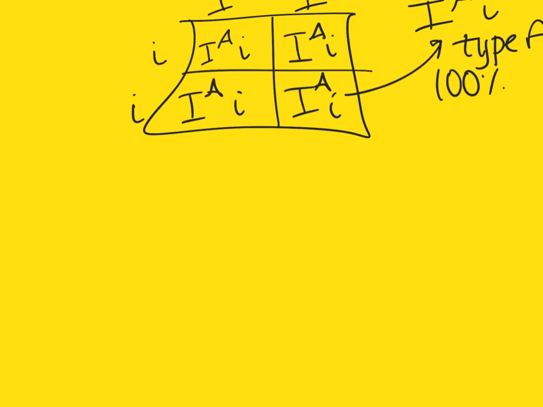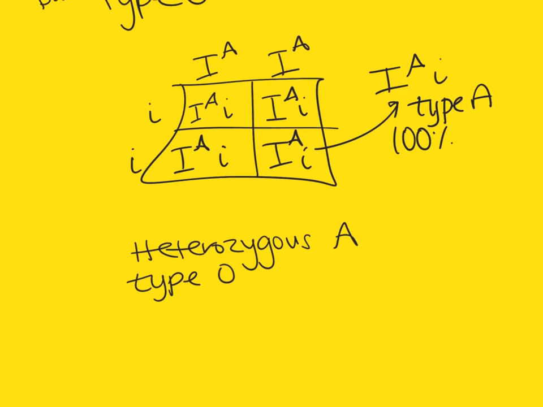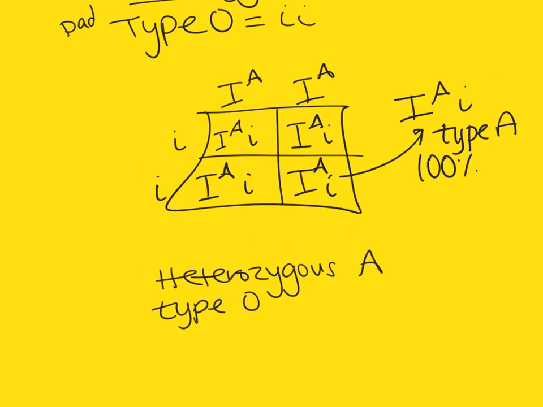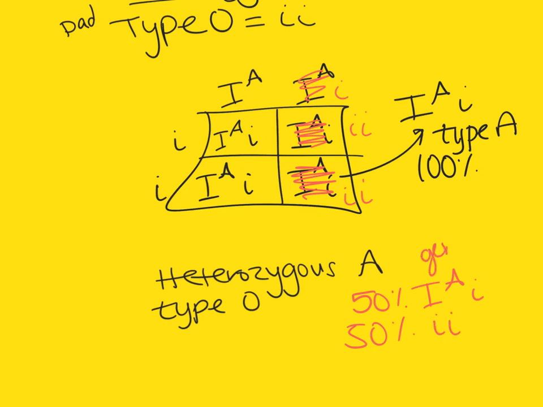If I change it though, and instead of mom being homozygous, let's say that she is heterozygous type A, and dad is still type O. So if I go back to this Punnett square, the one thing that is going to change now is instead of it being a capital IA up here, it's going to be a lowercase i. So now here, it'll be lowercase i, and then lowercase i. So now the chance is that 50% of my offspring would be IA little i, and 50% would be type O, two lowercase i's. Remember, this is my genotype. My phenotype is what you see, so this would be type A, and this one would be type O.